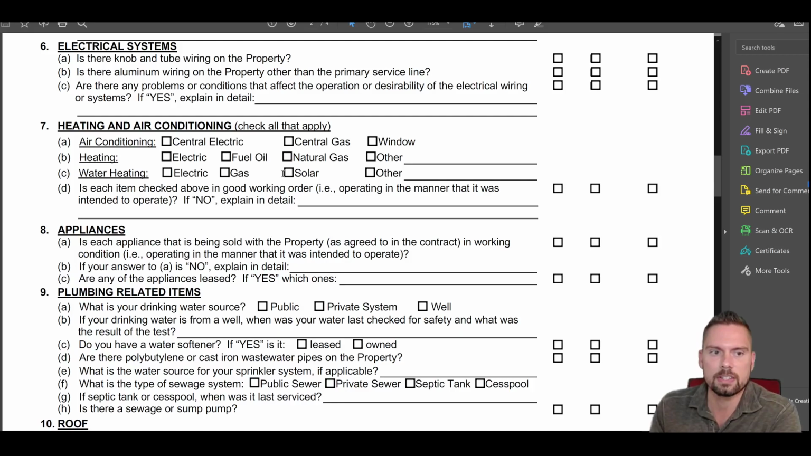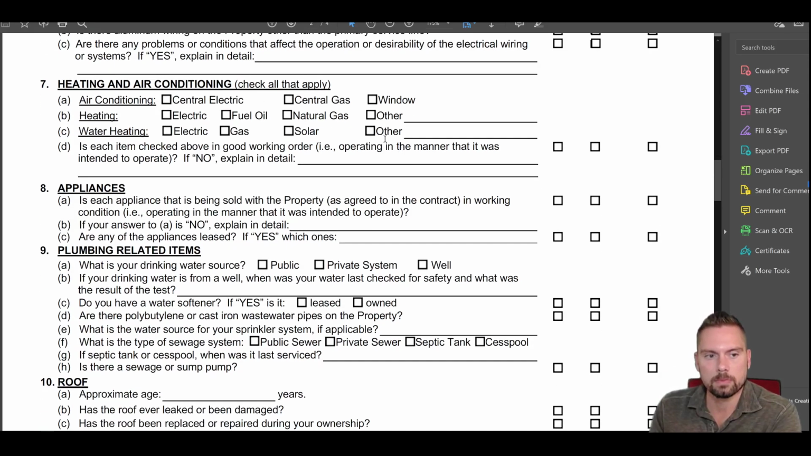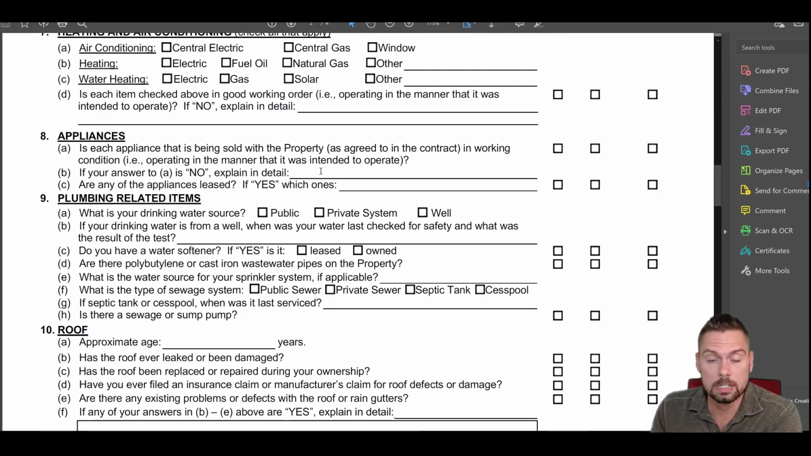The HVAC system, same types of questions. Appliances, any problem with the appliances? If your dishwasher isn't getting hot and you know it's not working, you should disclose that. But if they all seem to be working as far as you can tell, I mean, in this one, whether or not the appliances are working is pretty objective. You probably are fine to say no, there's no known issues here.